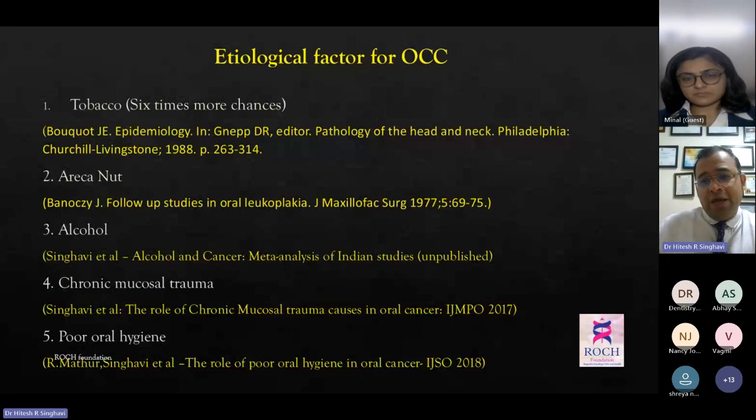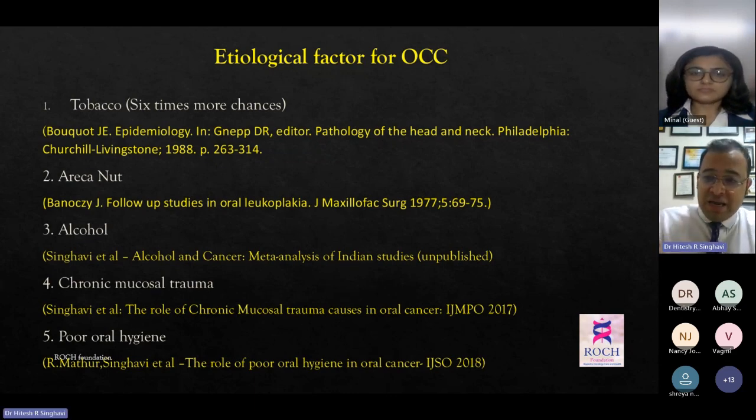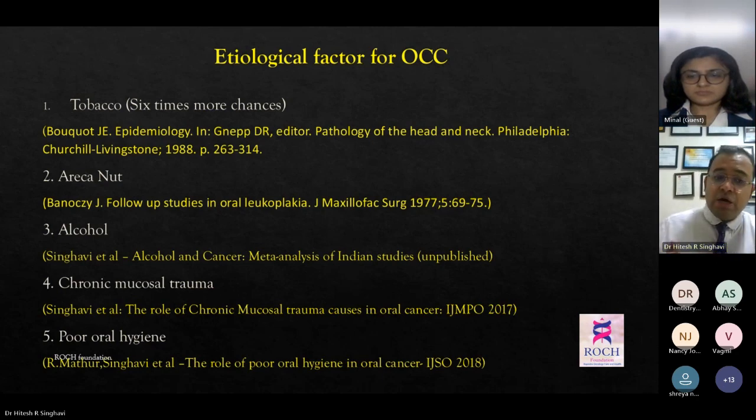And many of the people who are here with us today may not know that even areca nut, that is supari, is a class 1 carcinogen. That means even areca nut can singularly, independently cause oral cancer, independent of tobacco. Also, alcohol is a class 1 carcinogen. The upper three are the etiological factors; the fourth and fifth are the contributory factors.